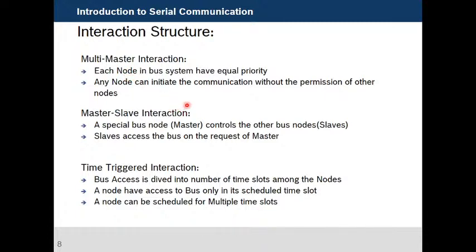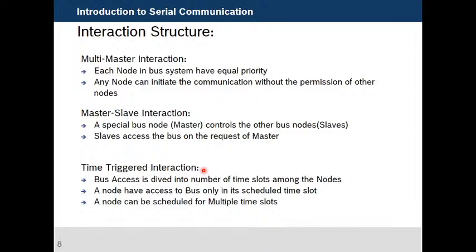The next one is master-slave. A special node acts as the master. The other nodes, like sensors, act as slaves. Whenever there is a request from the master, the slave will transmit the data to the master. The LIN protocol acts like this.